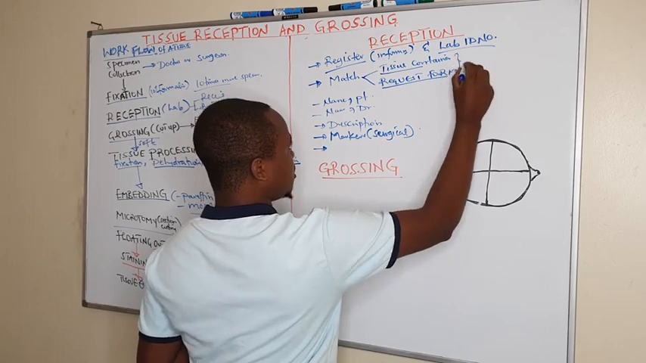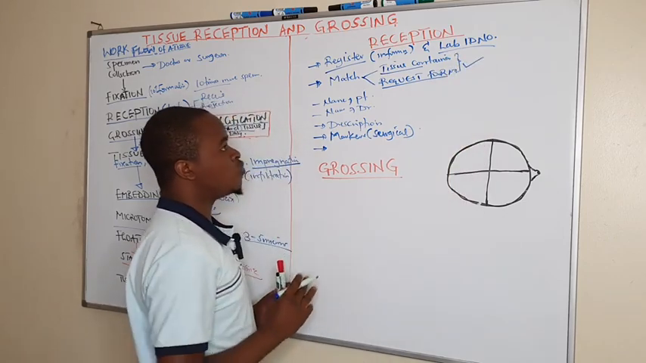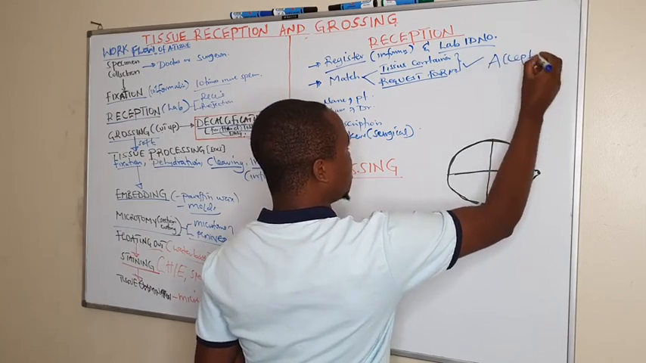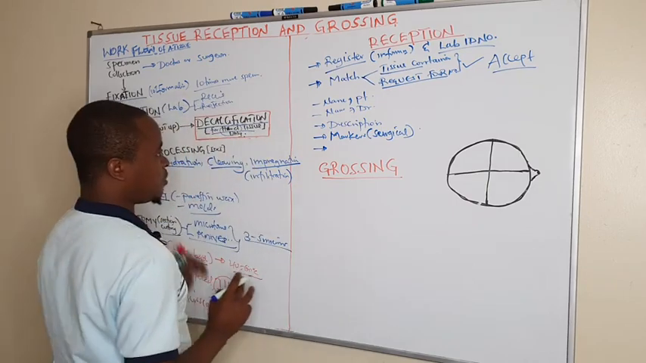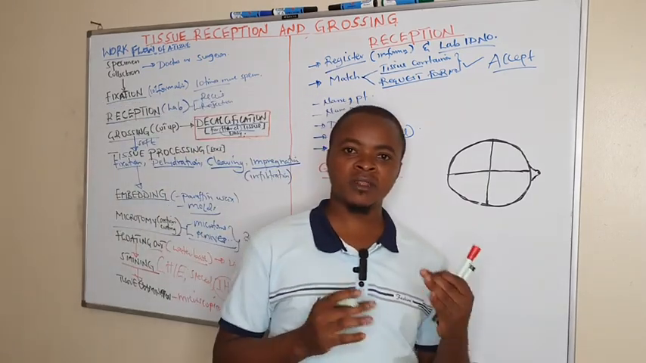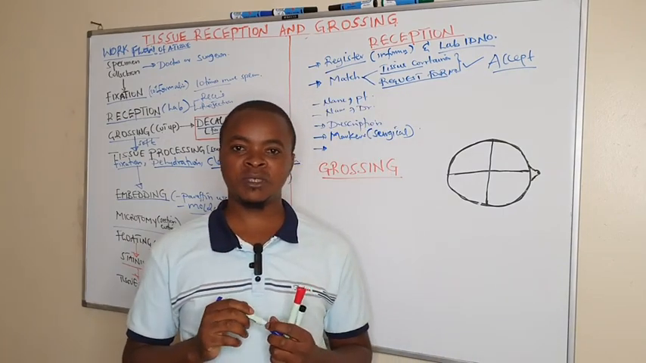So after finding that the information on the tissue container and the request form are matching, then you accept the specimen, and we start the processing. But in case they are not matching, then we reject the specimen.